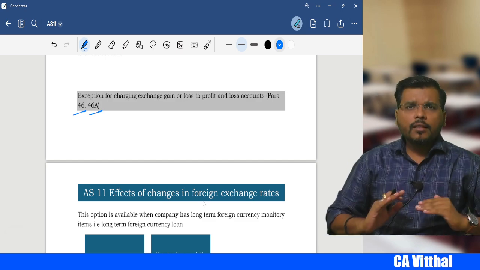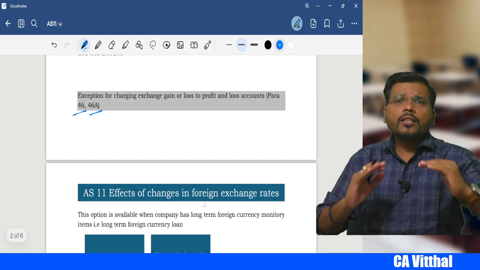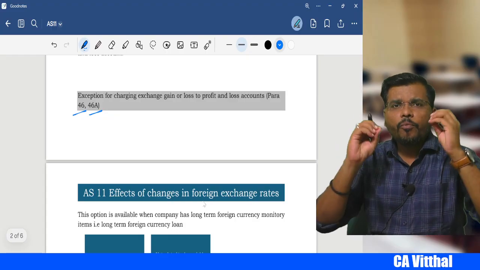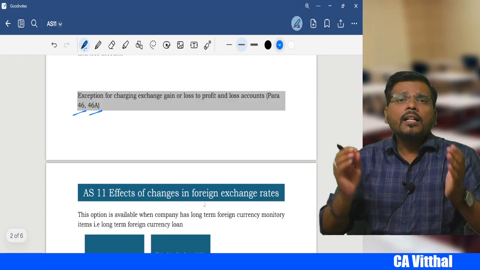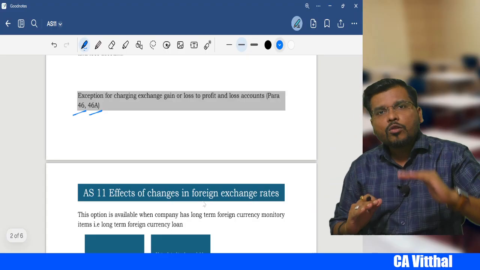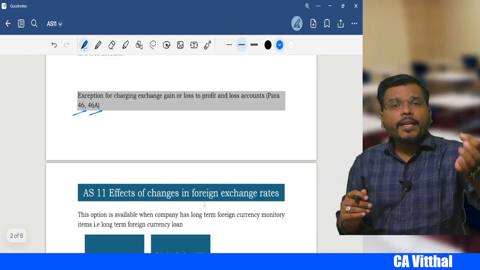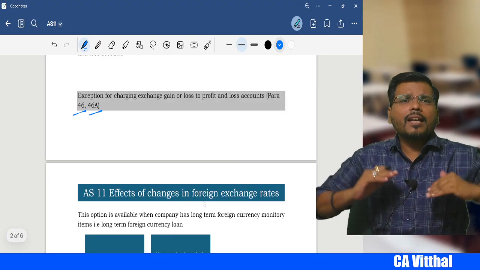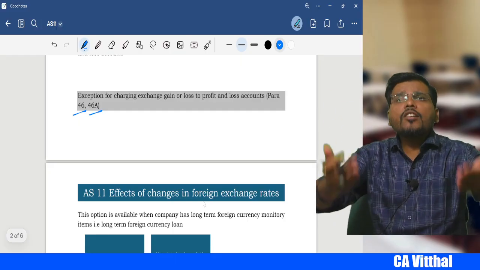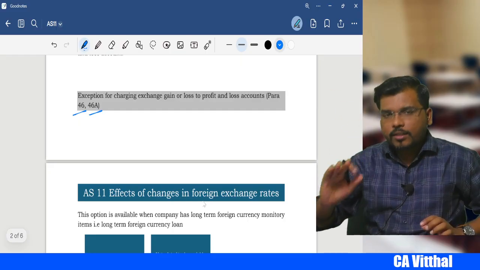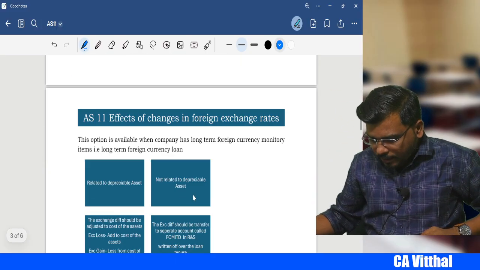What is that exception, sir? What is the general rule? That any exchange difference arising from foreign currency transaction, that exchange difference has to be transferred to profit and loss. This is the general rule. What is the exception? Exception means you should not transfer to P&L account. Instead of P&L account, what will you do, right? That is called exception.